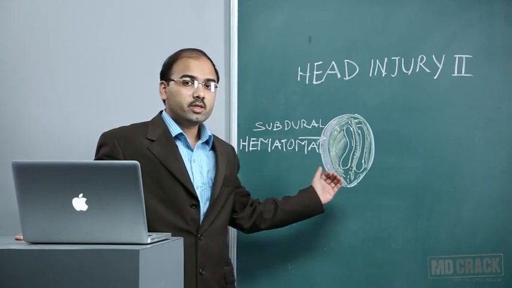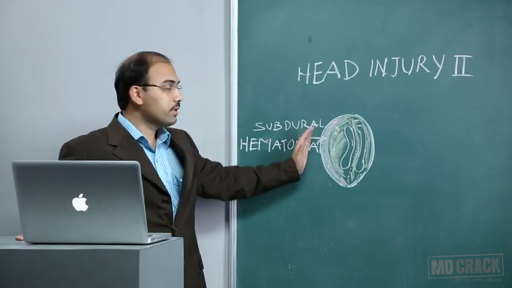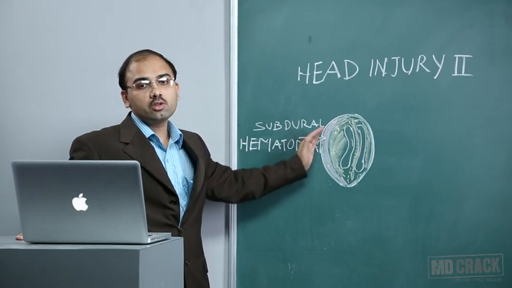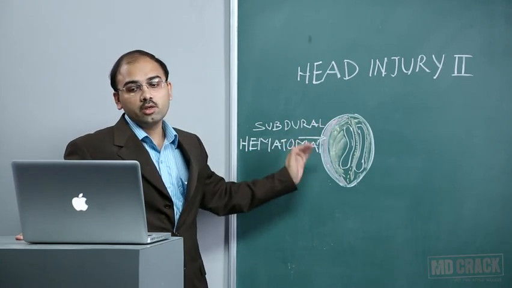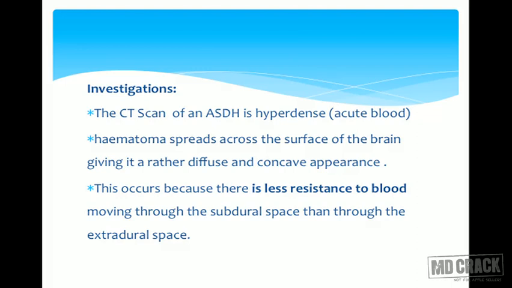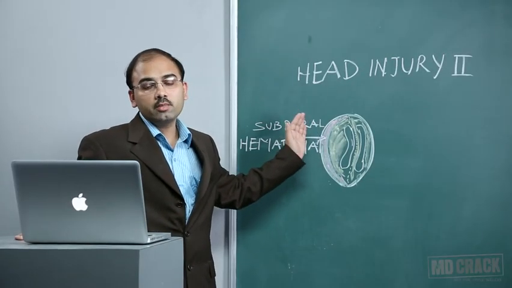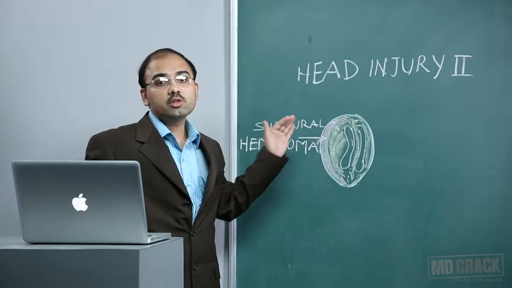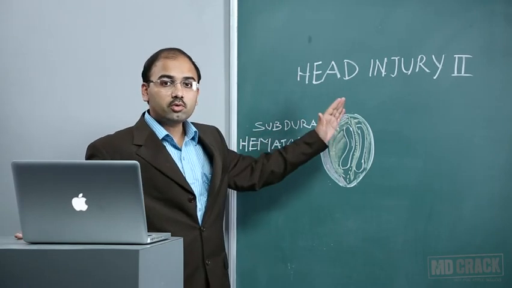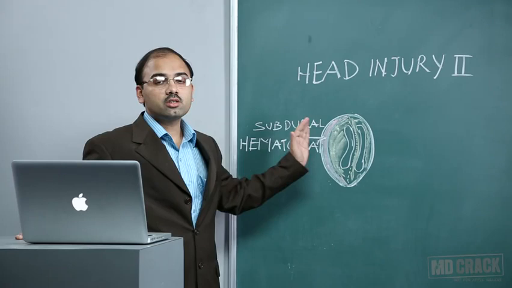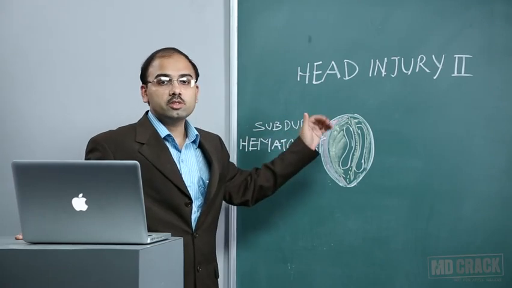Why is there a concave appearance? You can see this concavity spreading across one brain hemisphere. This occurs because there is less resistance to blood moving through the subdural space than through the extradural space. In the extradural space, as the dura is firmly attached to the calvarium, there is more resistance and the blood will spread only focally. But in the subdural space, because of least resistance, the blood will spread over the hemisphere.